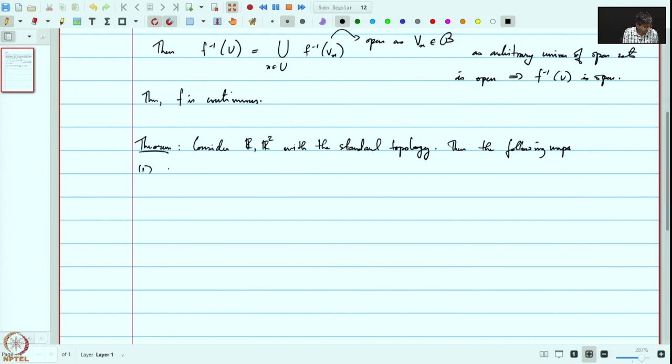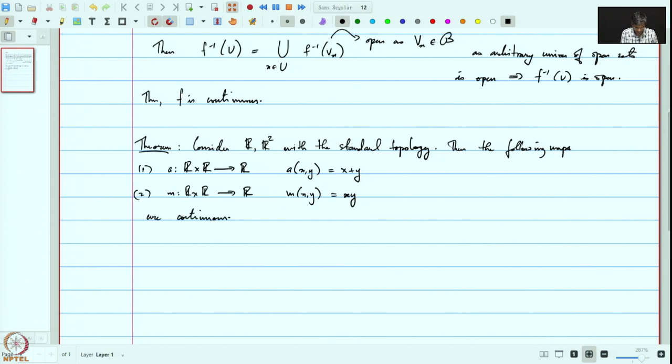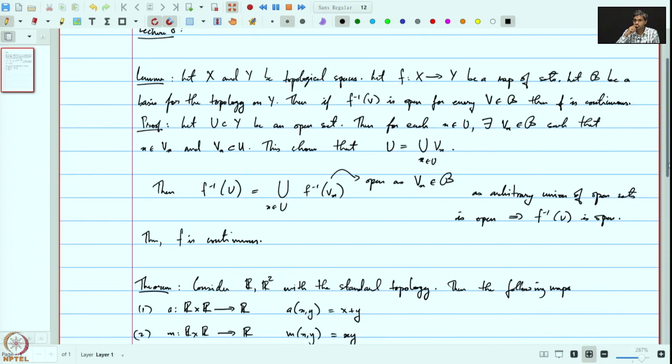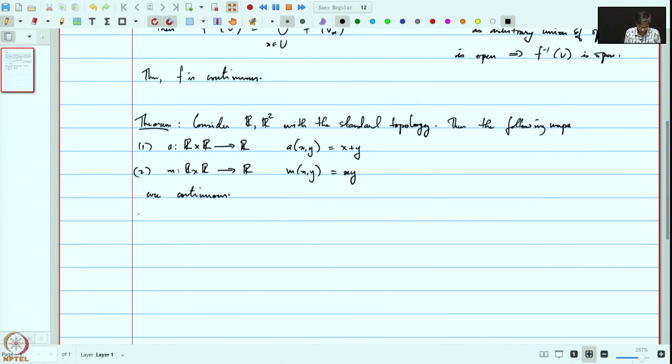The first one is the addition map. This is given by A of (x, y) equals x plus y. And the second is the multiplication map, given by M of (x, y) is the multiplication. Both of these are continuous. We will use the above lemma to prove this theorem. So, proof.